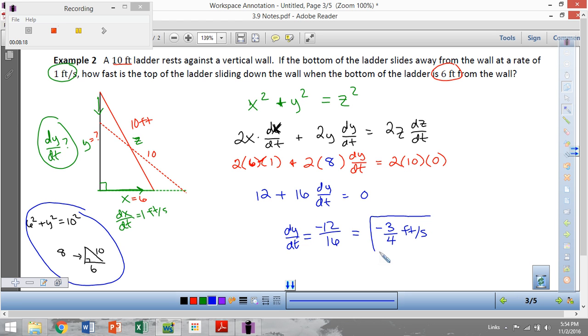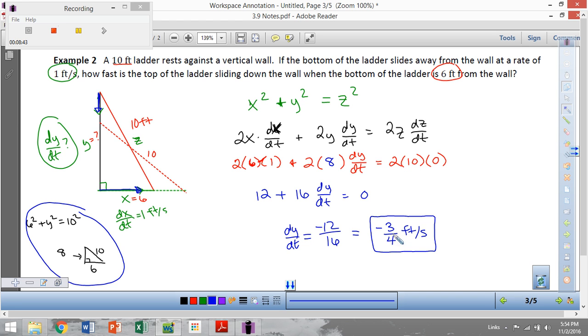And I want you to think about if it makes sense that that answer would be negative. If the x rate is positive, that means the bottom of the ladder, the x coordinate, is increasing. The rate it's changing at is a positive velocity to the right. So if it's a positive velocity this way, this has to be a negative velocity going down. What that means is that it's a velocity going downward, and that would make sense that it's a negative number.